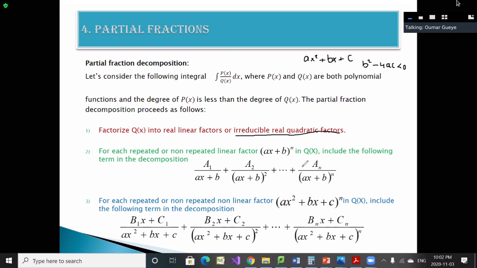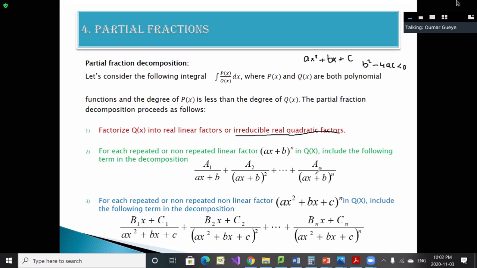All right, a1, a2, an are constant real numbers. And you can see the different denominators. The first denominator is just a copy of the linear factor. The second one is the same thing, but you square it because it's the second term. The third term is to the power 3, up to the last term, which is to the power n, and you stop. All these n terms are from one linear factor.